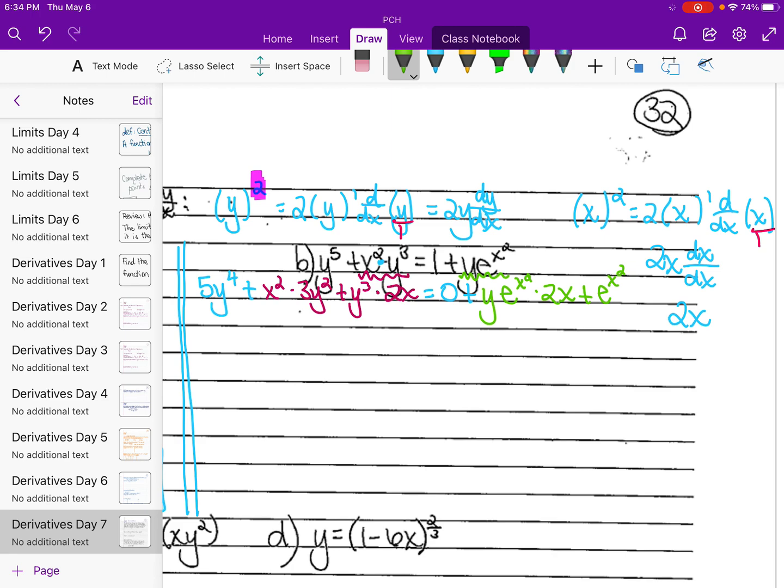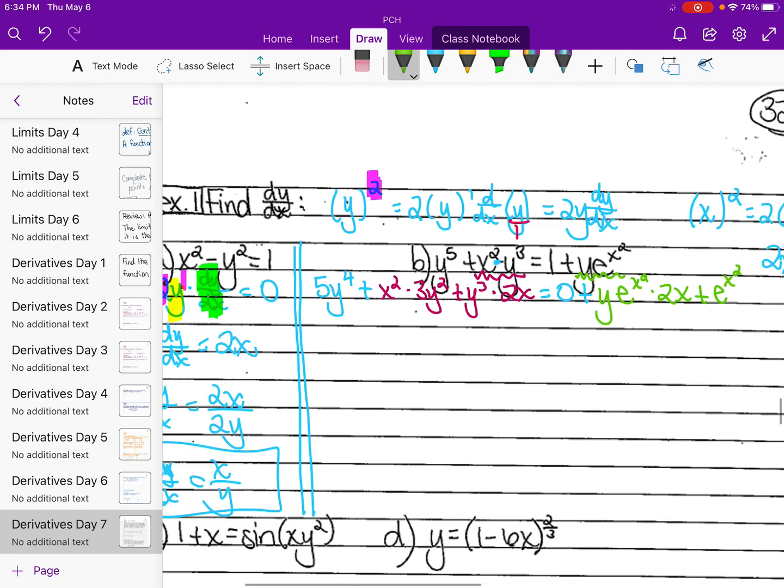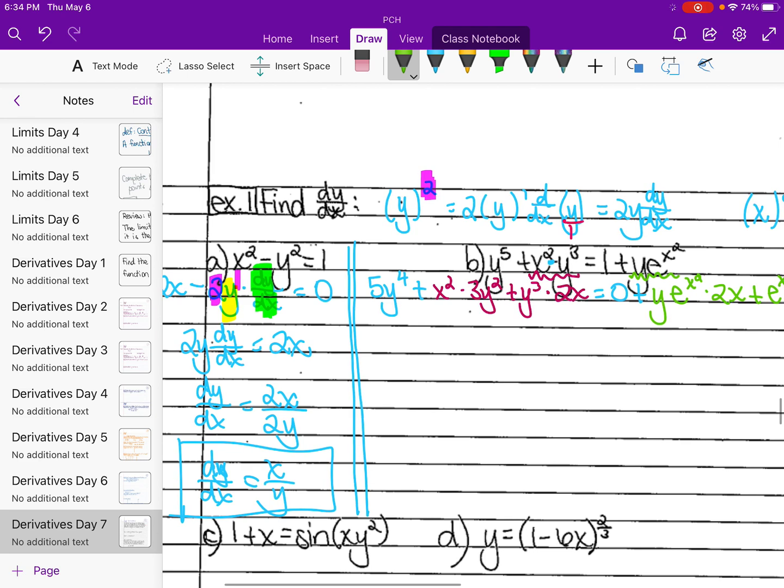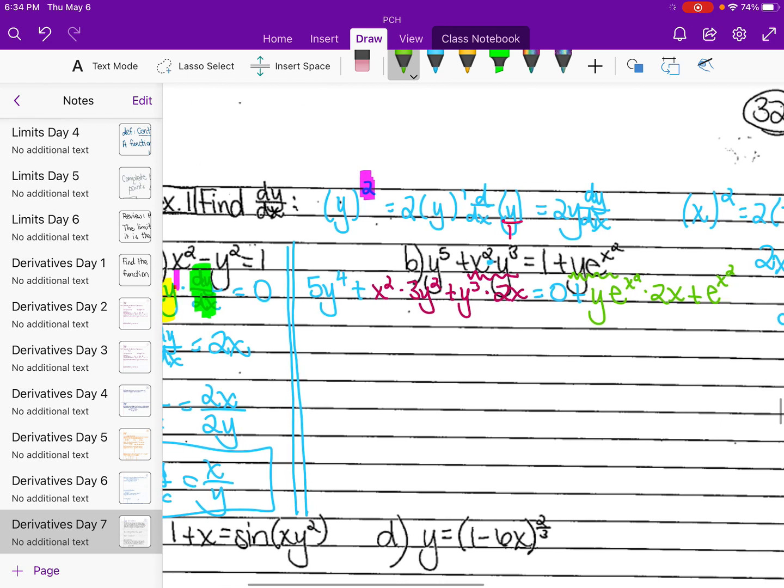Now you're looking at this and you're like, wait, what were the directions again? Find dy dx. There's no dy dx. So hopefully when you get to this point, it triggers in your head, oh, wait a minute, I was supposed to use chain rule. So when I take the derivative of this first thing, 5y to the fourth, I then need to multiply by the derivative of the inside, which is y. The inside is y, so the derivative is dy over dx.